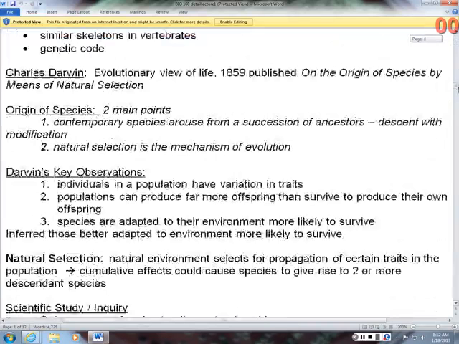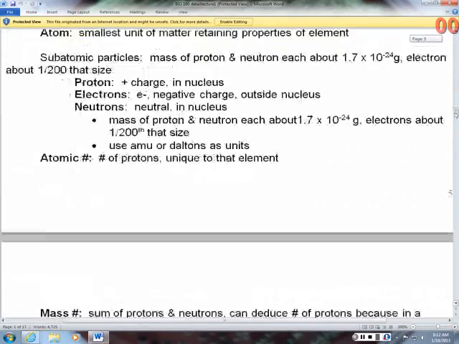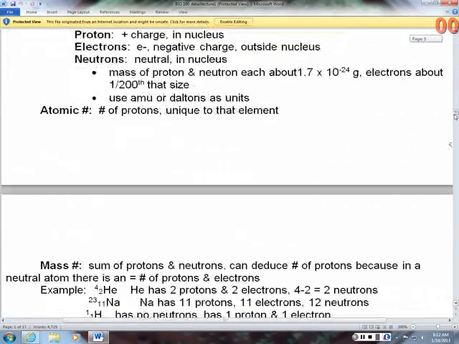And is the font big enough for you guys, or do you want me to make it bigger? It's good? Okay.